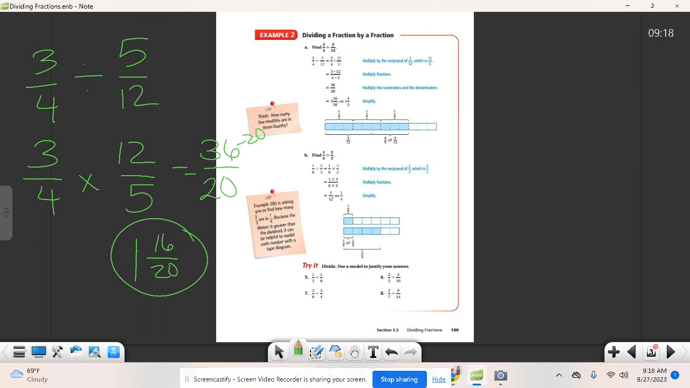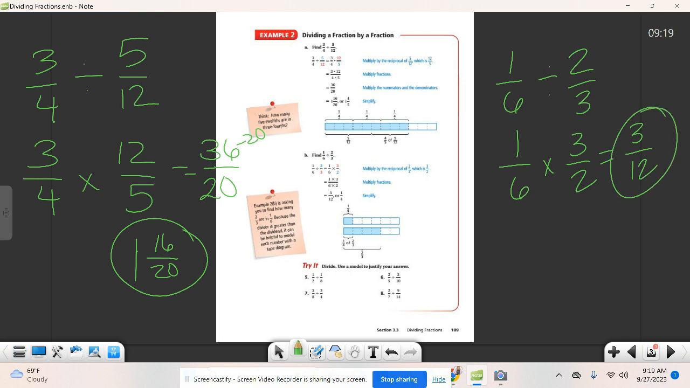Okay? Example B is the same type problem. We have 1/6 divided by 2/3. Keep the first, change the sign, reciprocal. 3 over 12. Bam. Or 1/4. Alright.